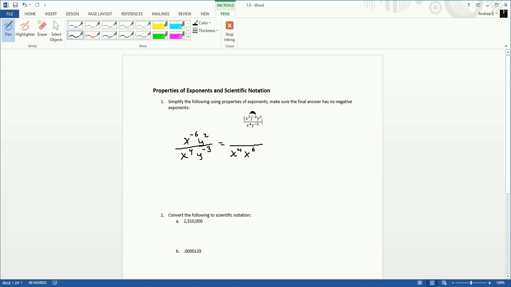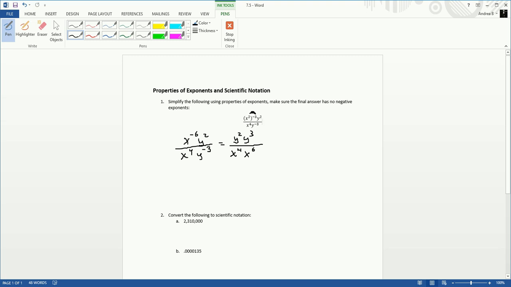And then the y to the 2nd stays on top since it was a positive exponent. And then y to the negative 3rd is going to go in the numerator as a y to the positive 3rd power. So once you move the exponents, once you move it from the top to the bottom or from the bottom to the top, the exponent is no longer negative.